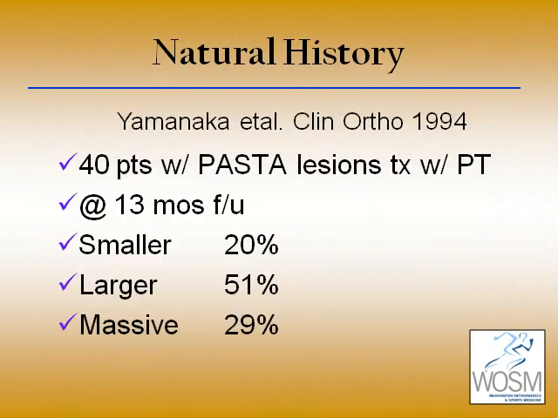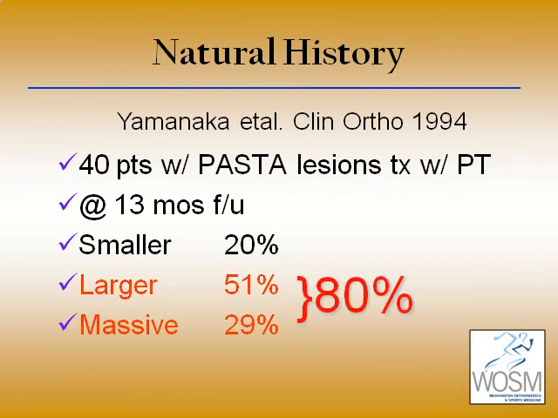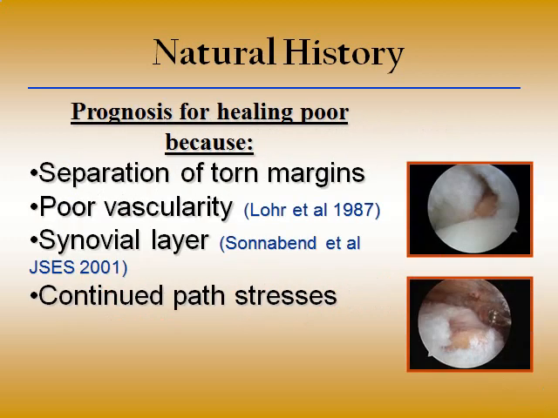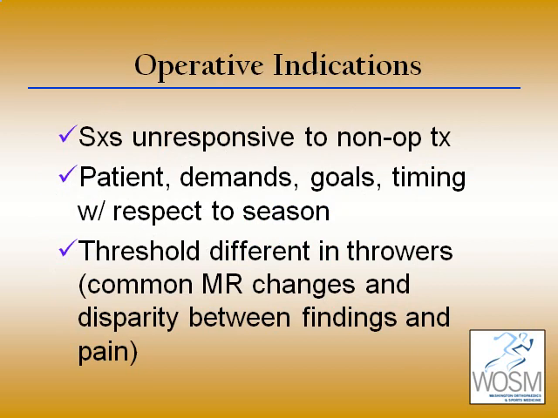Yamanaka looked at these lesions by MRI and found that overall there was progression of partial cuff tears 80% of the time. The prognosis for healing is poor because there's separation of torn margins, poor vascularity, a synovial layer that prevents healing, and continued pathologic stresses on the tendon. The indications for operative intervention are those patients whose symptoms are unresponsive to non-operative treatment. To some degree, it's variable depending upon the patient, their demands and goals, and the timing with respect to the season. And the threshold is different in throwers.